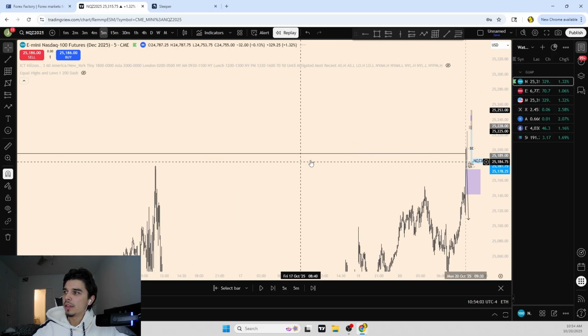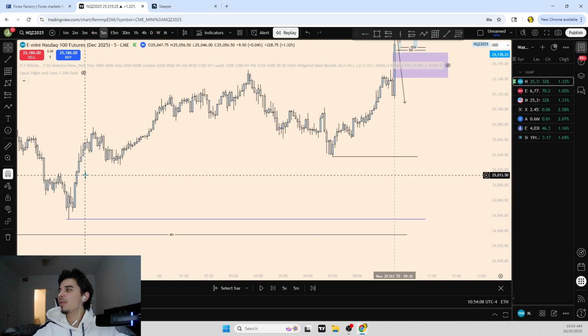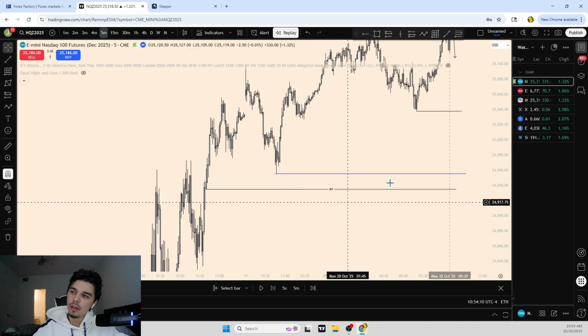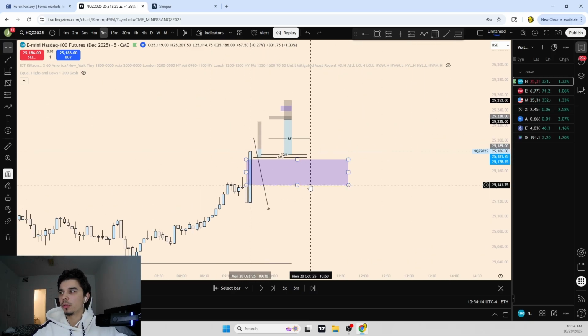We're rejecting this high time frame fair value gap, right? So that's our high time frame narrative. We have sell side right here. We also have unfilled gaps down here. Asia lows, 4-hour lows, so on and so forth, right? We can then look for shorts if we invalidated this 5-minute bullish gap.